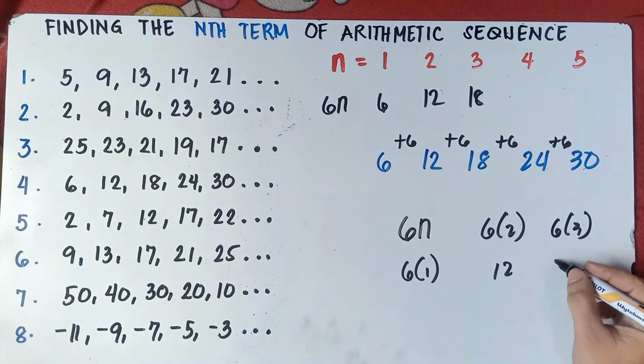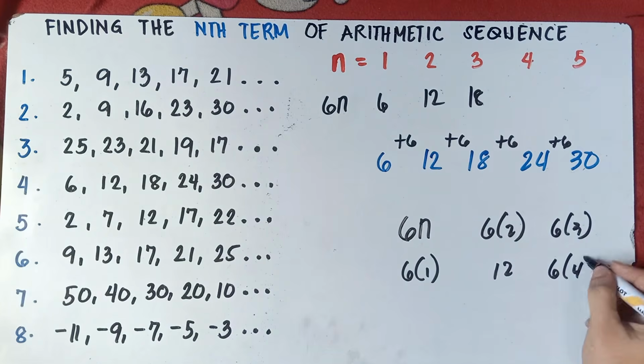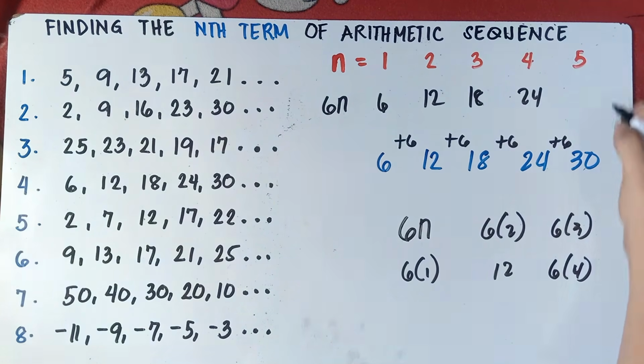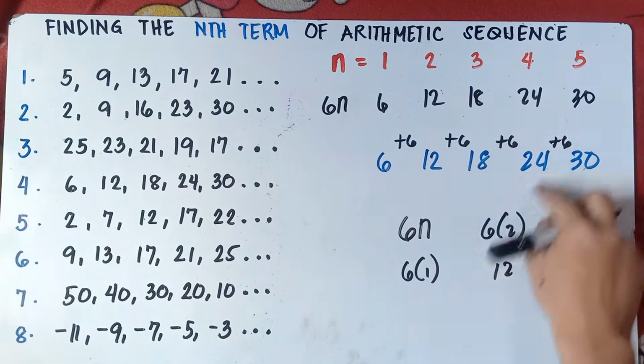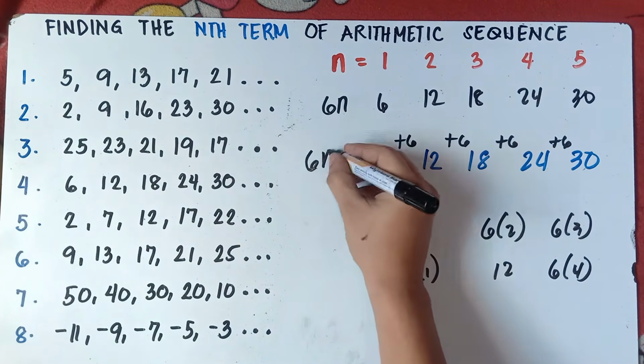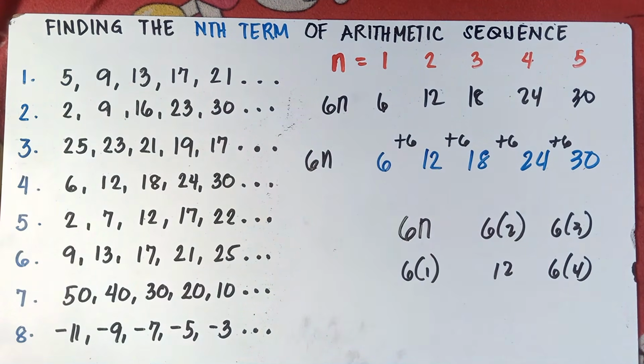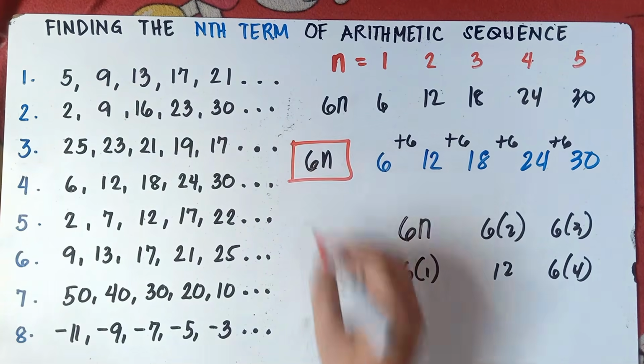If n is 4, 6 times 4, that's 24. If n is 5, 6 times 5 is 30. Therefore, same answer. So our equation is simply 6n. Alright, 6n. Very easy for number 4.